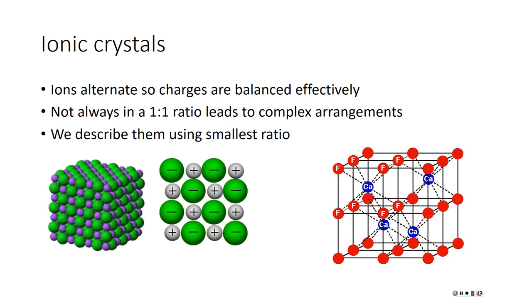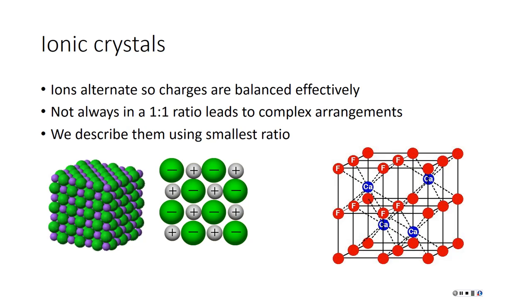Now, these positives and negatives don't want to be next to each other. So if you've got 2 positives, they're going to push apart from one another. 2 negatives will do the same thing. So because of this, when you've got positives and negatives, they like to alternate. They like to have a positive, then a negative next to it, then a positive, then a negative. And you see this especially in 1-to-1 ratio compounds like sodium chloride, where you have 1 positive ion, sodium, and 1 negative ion, chlorine. So this is the structure of sodium chloride.